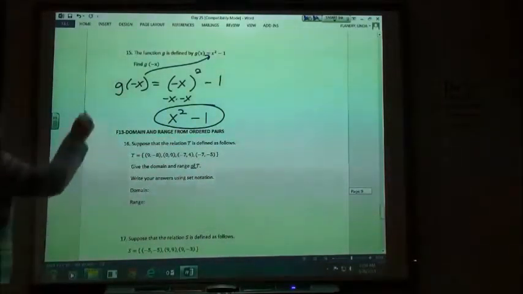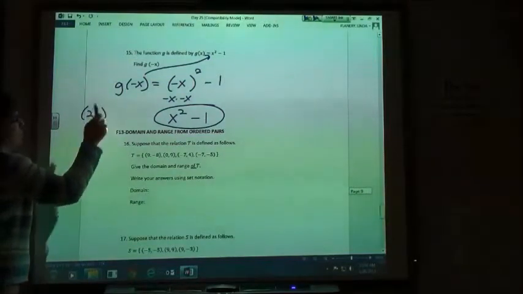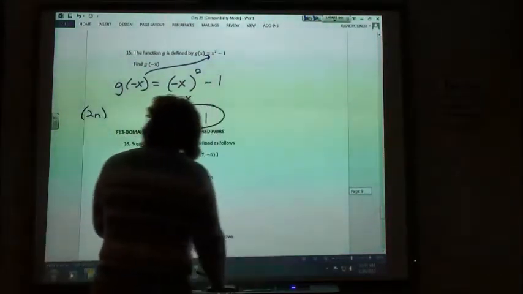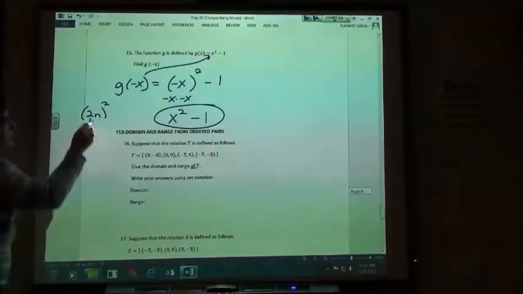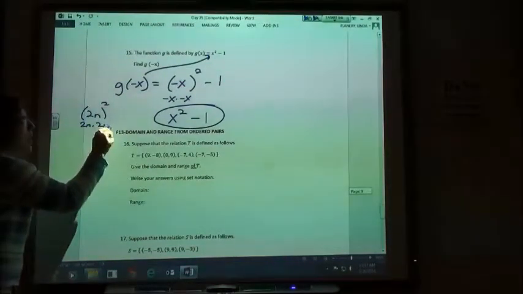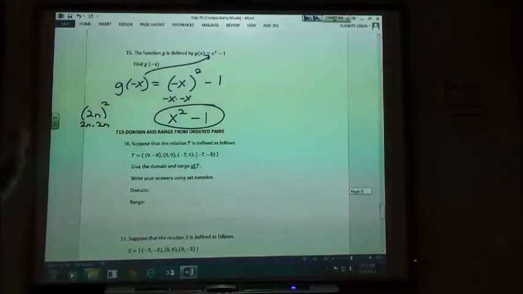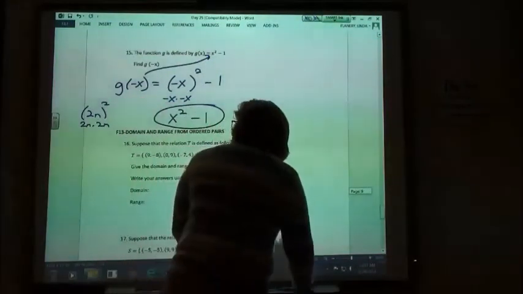So just like on that previous one when we had 2n squared, we did 2n times 2n when we simplified it, right? We wrote it down twice and multiplied it. If it would have been cubed, I would have written it down 3 times and multiplied it.